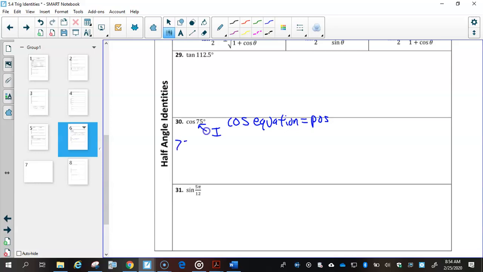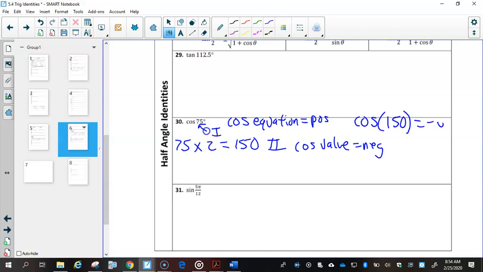If we multiply this by 2, what angle would it be on the unit circle? 150, which is now in which quadrant? In the second, which tells us what about cosine's value? Cosine's negative. So you'll need to know whether the equation itself is positive or negative and whether the value itself is positive or negative. Okay. What is the cosine of 150? Negative root 3 over 2.